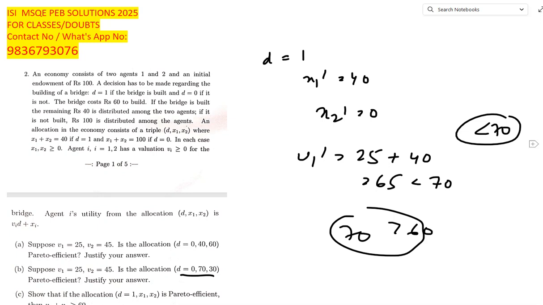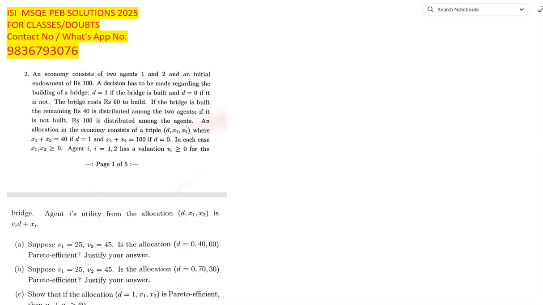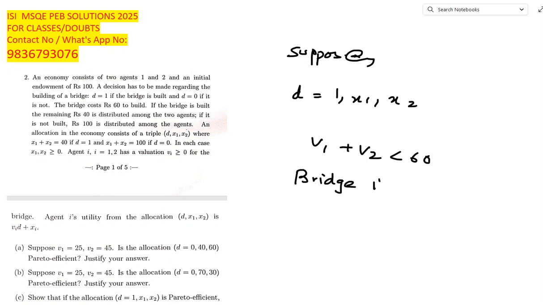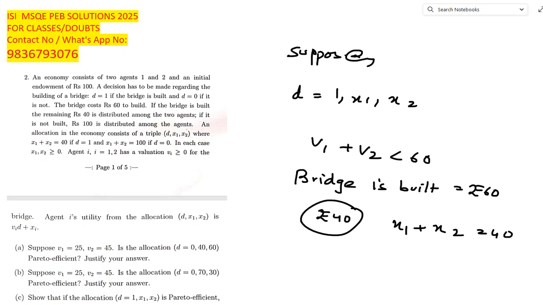Now finally coming to the third part of this question. We have to show whether this allocation is Pareto efficient or not. So, assuming that D is equal to 1, x1, x2 is Pareto efficient, but V1 plus V2 is less than 60. What does D equal to 1 mean? The bridge is built, that is rupees 60 is spent. Now the remaining rupees 40 is distributed, that is x1 plus x2 is equal to 40. So utilities are u1 equal to v1 plus x1 and u2 equal to v2 plus x2.